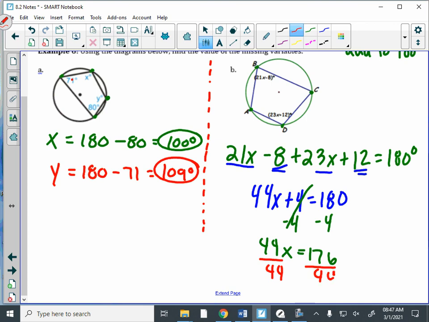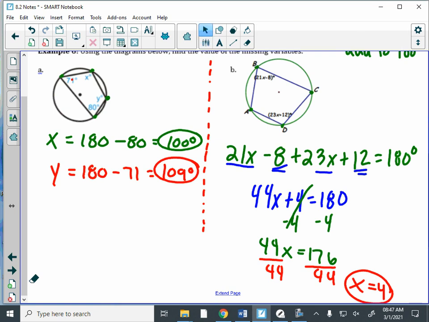So X ends up equaling what? So it's 176 divided by 44. It is 4. So X is equal to 4. Questions on that?